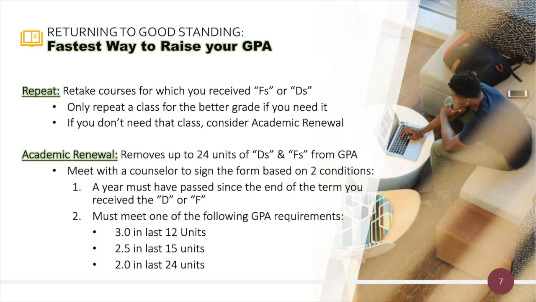Academic renewal will allow you to remove up to 24 units worth of D's and F's from your GPA. A counselor will determine if you meet the following requirements to file for academic renewal. First, a year must have passed since you received the grade you are trying to remove. Second, you must meet one of the 3 GPA requirements. You must have either earned a 3.0 in the last 12 units, a 2.5 in the last 15 units, or a 2.0 in the last 24 units. If you meet both of these requirements, the counselor will sign your form and the Admissions and Records Office will make the changes to your transcript and GPA.